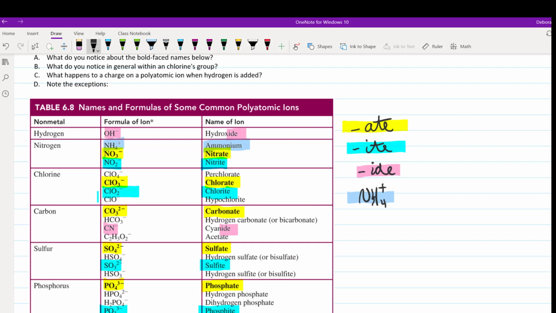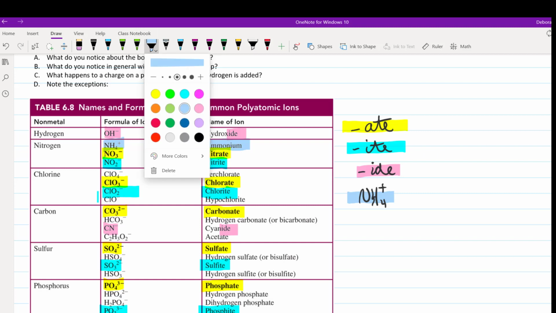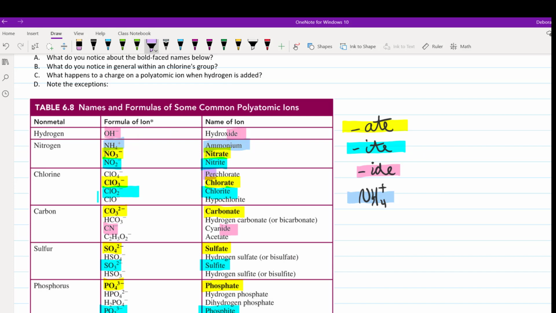One other thing to point out are some prefixes that are in the chart, especially for what is called the chlorite series. We'll do those in purple. We have a couple of them, perchlorate and hypochlorite. So I'm going to do those over here. They kind of fit into that pattern. Per and hypo.